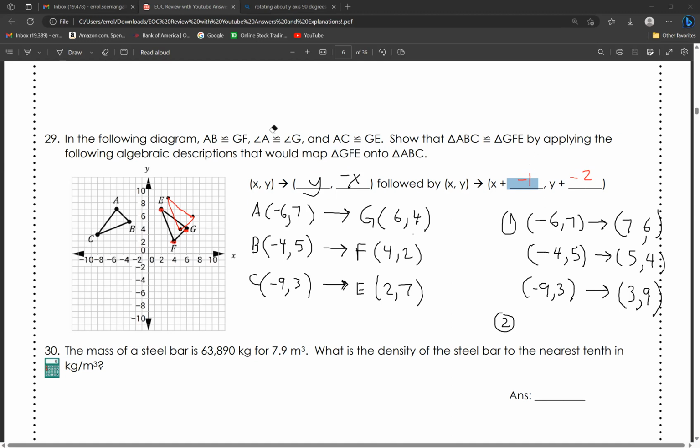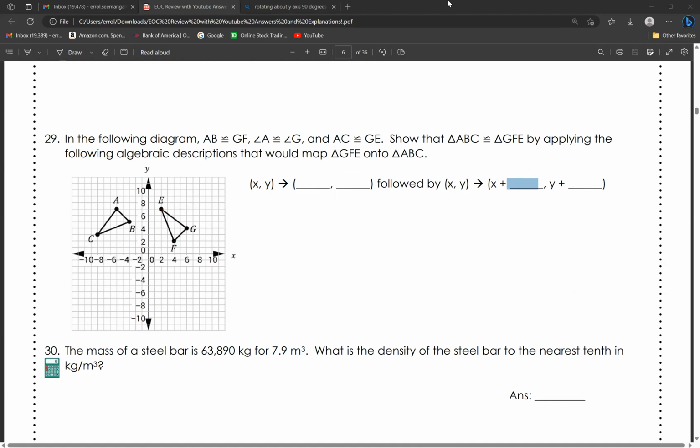All right, that's 29. Let's see what else we got. Take a picture or write that down. Okay. You got it. All right, clear that. All right, that was 29. What else we got? 30.